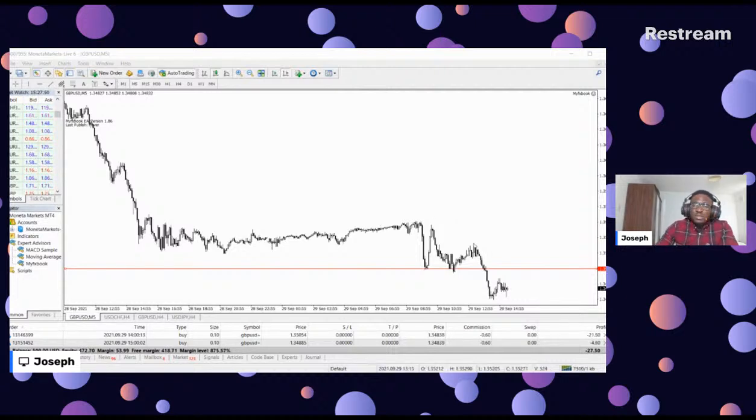So like I said, we're still very close. We're almost an hour until official New York opens, and we're likely going to see more volatility here. I mean, obviously.